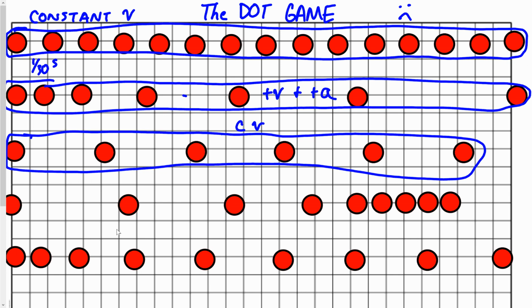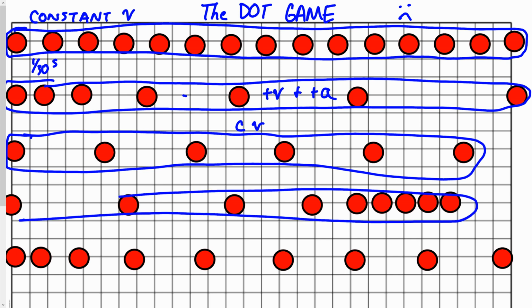And now, if you look at this one down here on the lower side, what's actually happened to this one? You can tell all of a sudden somebody has hit the brakes because these dots are getting almost touching. So this one would have a positive velocity still, but it would have a negative acceleration.